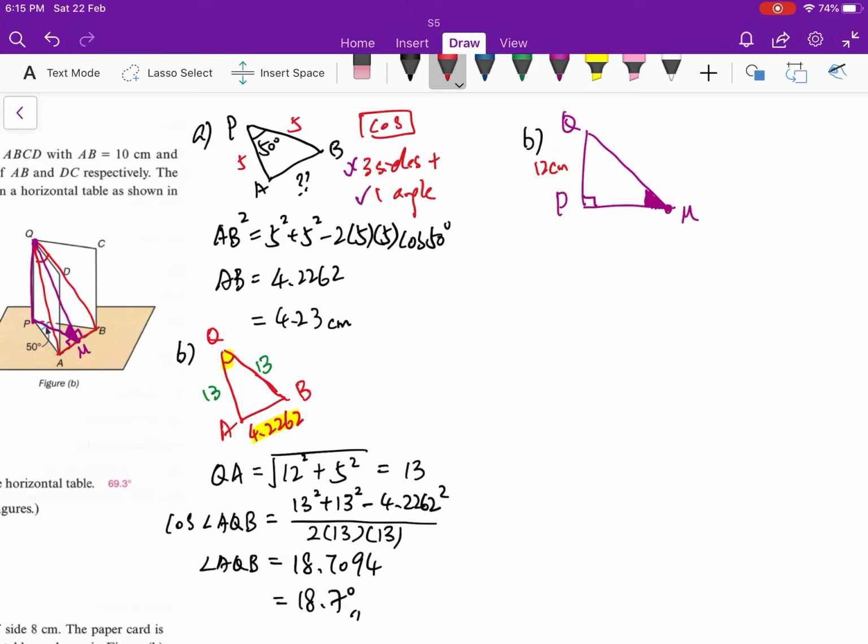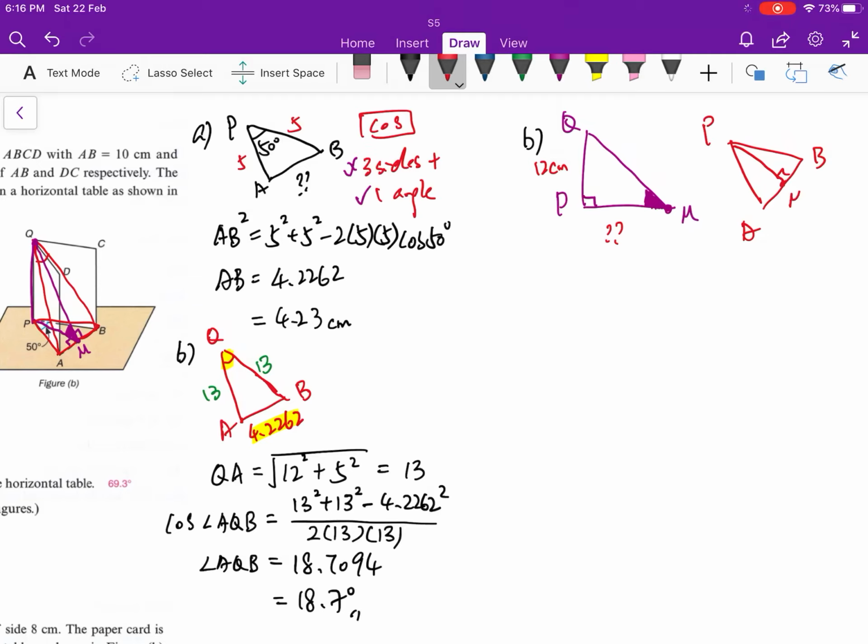Then we need to find one of the lengths, maybe QM, maybe PM. Just try to find one of them and then you can already solve it. This time maybe I try to find PM. It's up to you to choose which side. So how can we find the PM? Again, PM is in a triangle on the ground. Can you see that? So I draw it up.